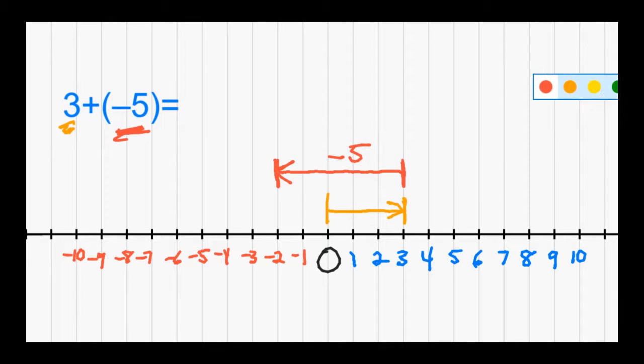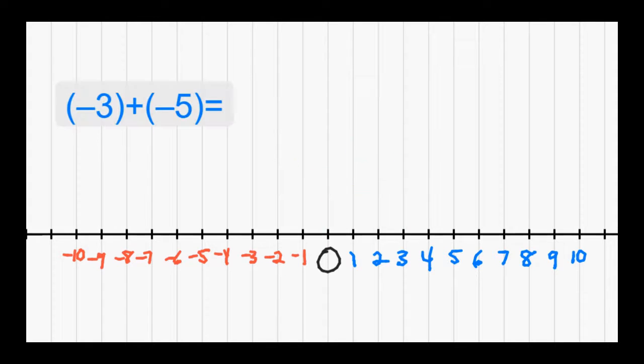Our first line was positive 3. We can see that our answer is where we stopped for our second integer. So our answer is negative 2. That models the first integer of 3, the second integer of negative 5, and the answer of negative 2.